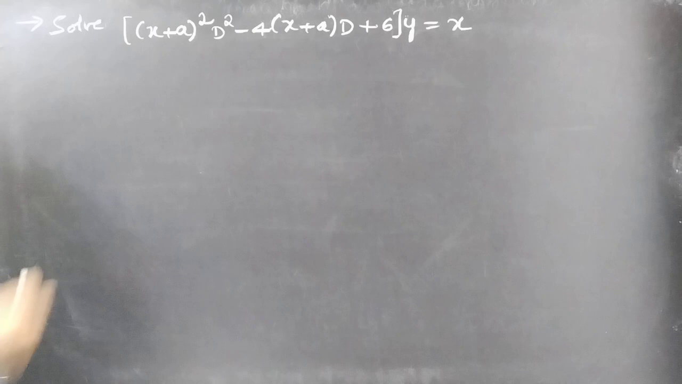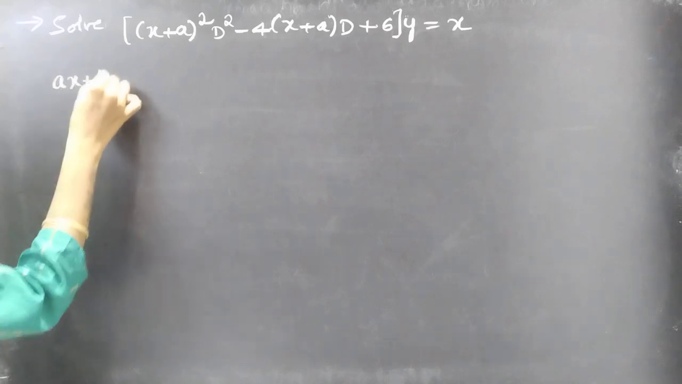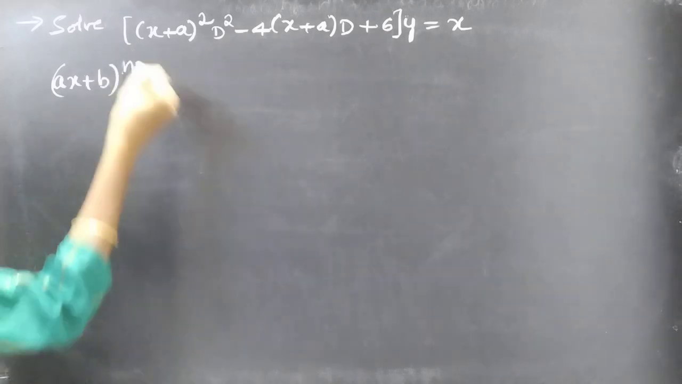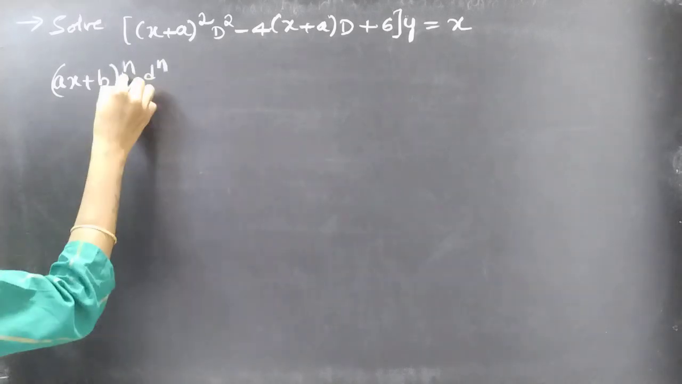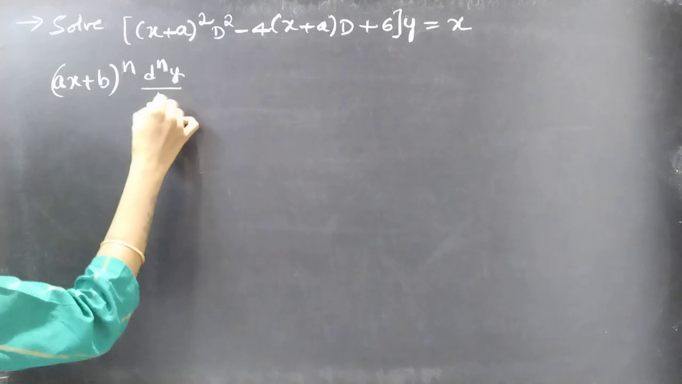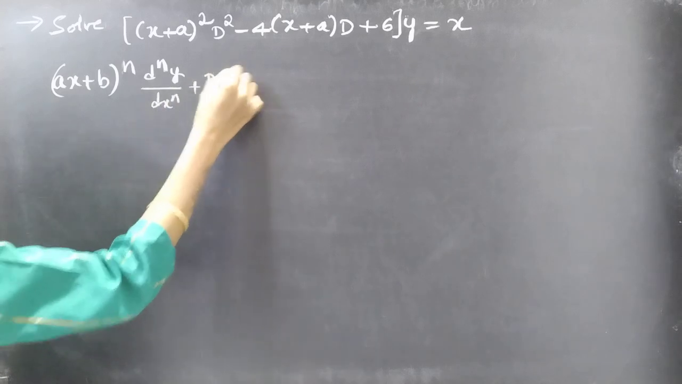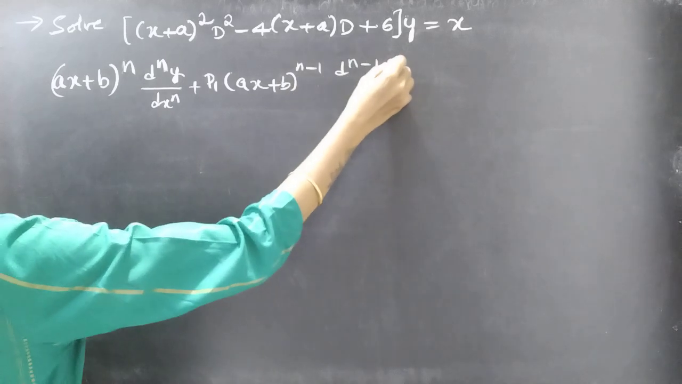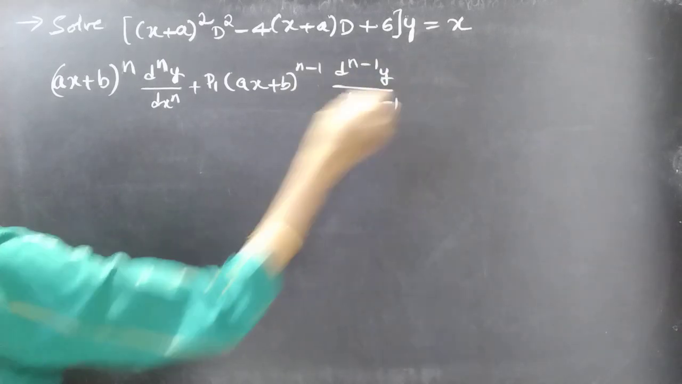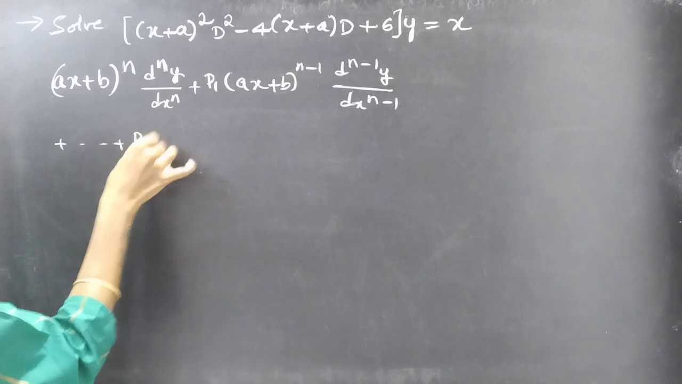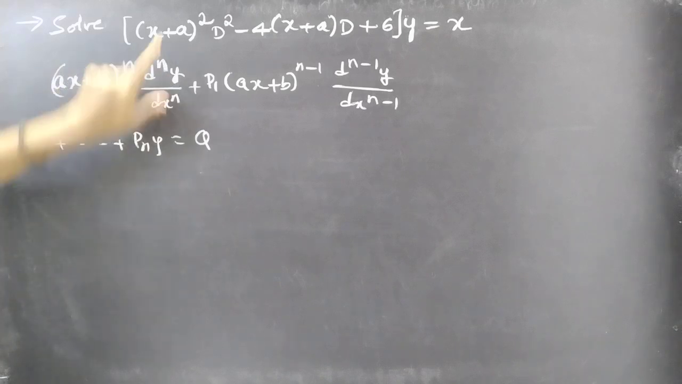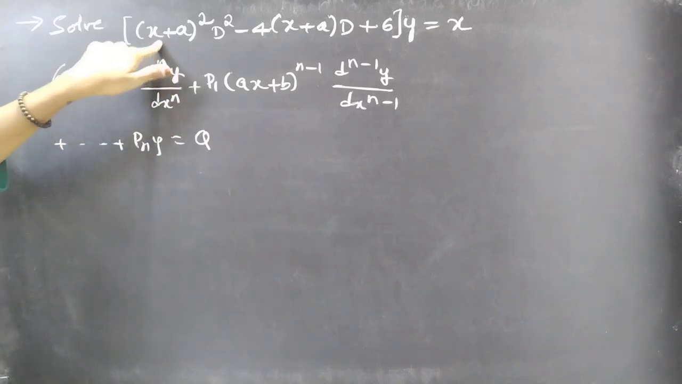So we are given a differential equation of the form (ax + b)ⁿ dⁿy/dxⁿ + p₁ (ax + b)ⁿ⁻¹ dⁿ⁻¹y/dxⁿ⁻¹ + and so on + pₙ y = some function of x. It's the Legendre's equation. The given equation is of this form, so we call it Legendre's equation.